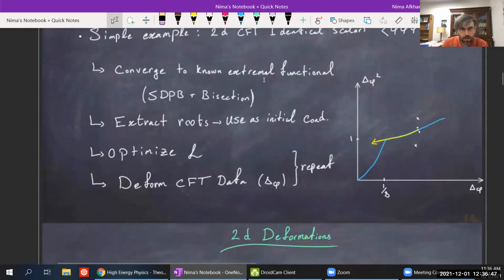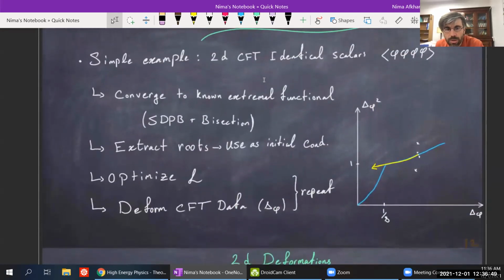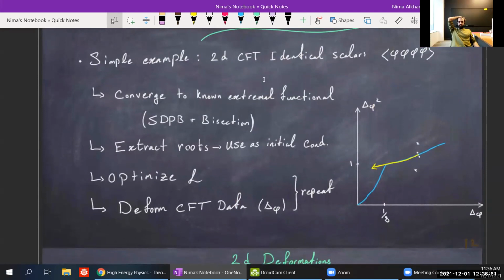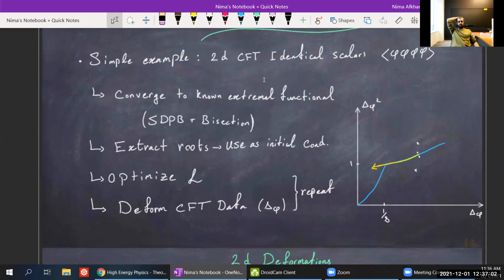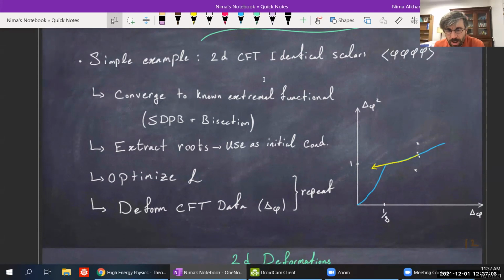Nima, can I ask something else which worries me? Yes. You mentioned there are the single roots, double roots, but as you move along this yellow arrow, can it happen that some roots collide? Single roots become double roots or whatnot. Yes, it can, and I'll describe that. Yes, it does.